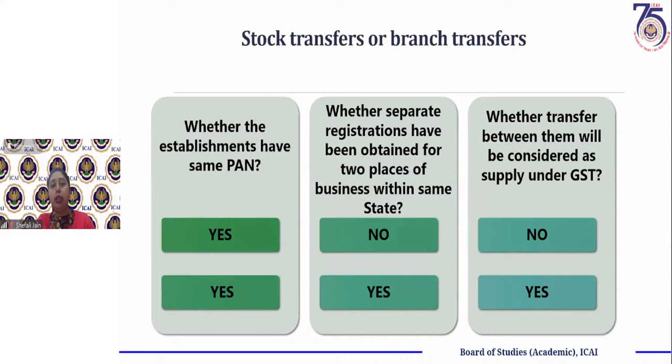This other establishment can be registered or not registered. We have taken an example where one place of business is a restaurant, and the other place of business is a liquor shop. Now, the liquor shop is not registered because it is a non-taxable supply. So if any goods are transferred from the restaurant to the liquor shop, then that will be considered as supply, even if it is done without consideration.